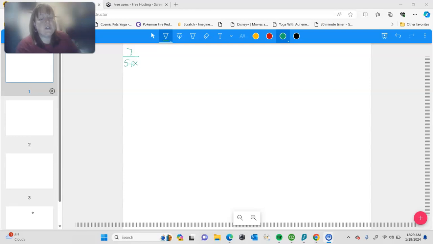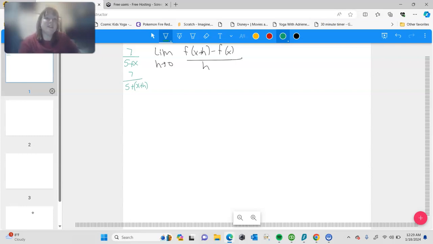So this is our f of x. And so again, to find the derivative, we would do the limit as h approaches 0 of f of x plus h minus f of x all over h. So f of x plus h would be 7 over 5 plus, and then here we would just put x plus h, right? And we always want to put it in parentheses, but in this case, we're going to be able to drop those parentheses because there's nothing multiplying on the outside. So this is really just 5 plus x plus h.